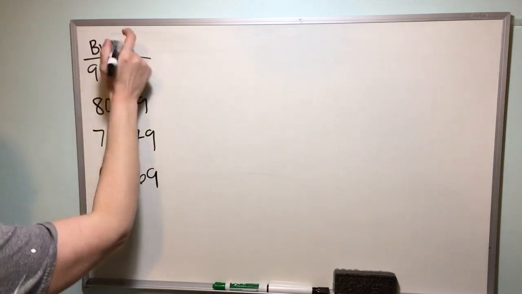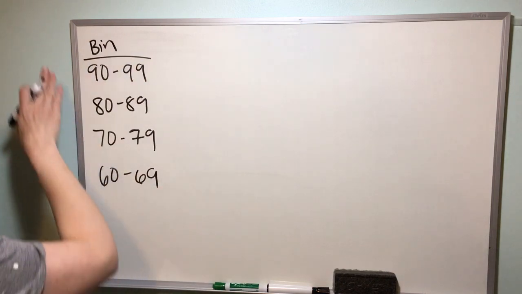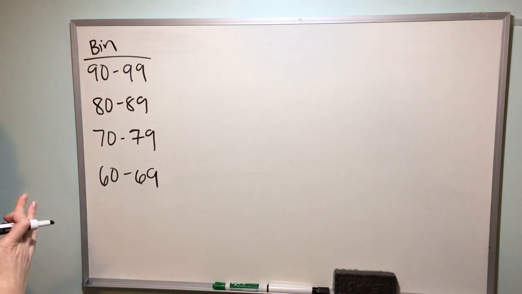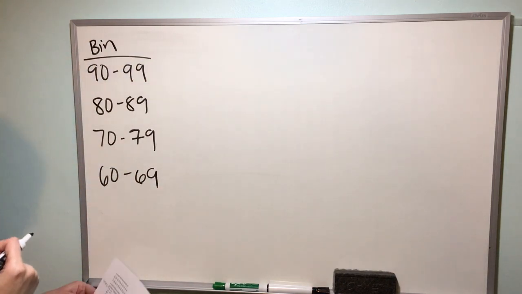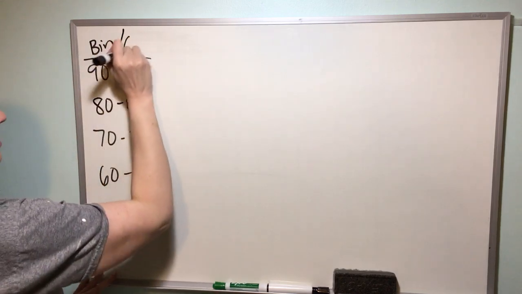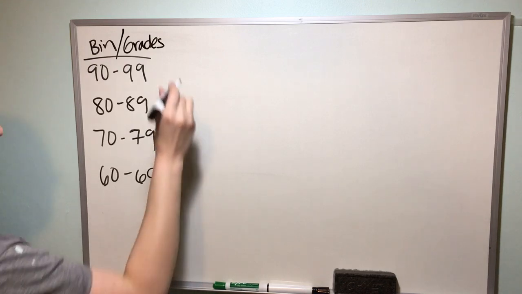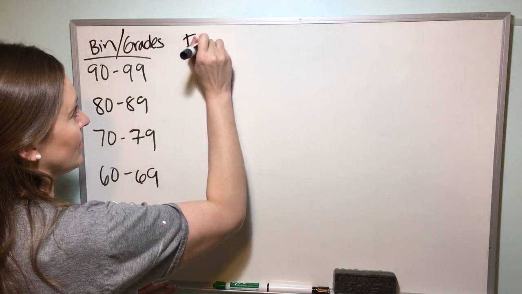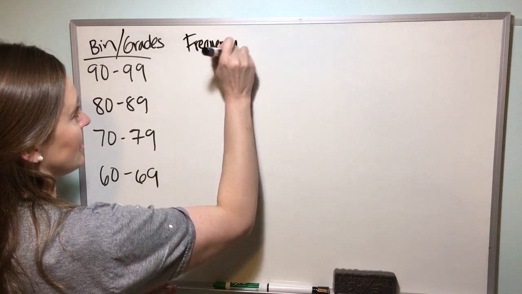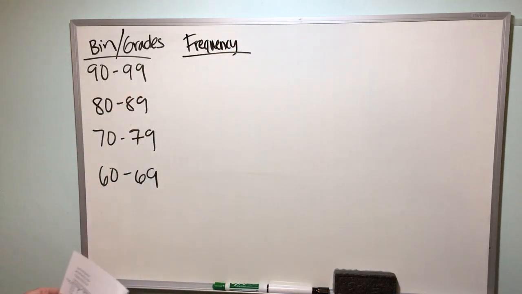So remember, this is like the category, or in the previous example, this was like the amount of stars the movie had. So these are bins, or these are grades. Okay? And then we're going to do the frequency next. The frequency. How many 90s are there? Between 90 and 99, how many are there? It might take you a minute to count them all up, so pause the video and count them up.